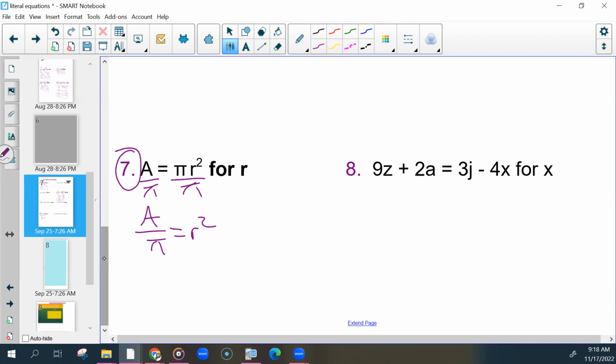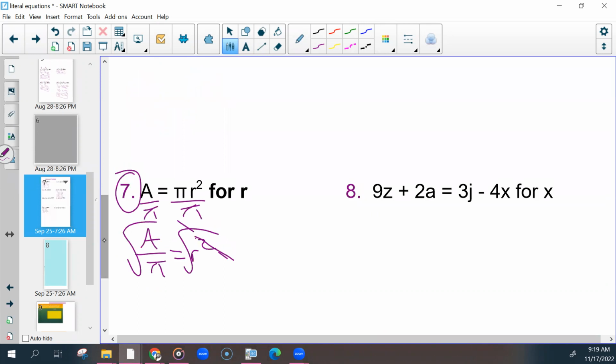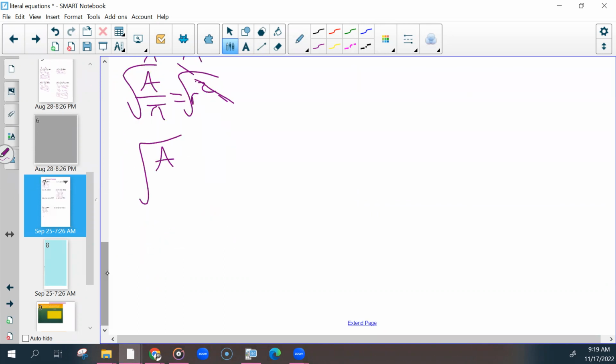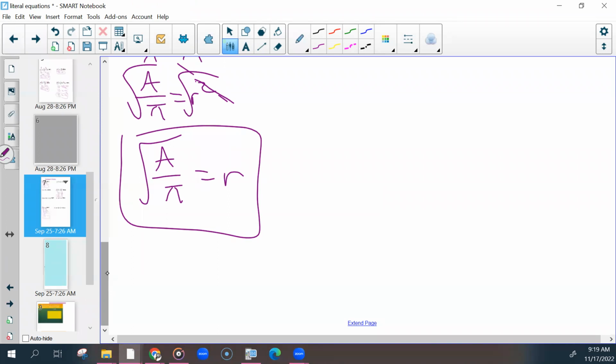We need to get rid of the square. How do we undo something that's squared? Square root. So now we would take the square root of both sides. The square and the square root would cancel. So we would just be left with the square root of a over pi equals r. Notice that we haven't really done a whole lot of calculator things besides the one where we had to simplify. With the literal equations, this will be part of the non-calculator section.